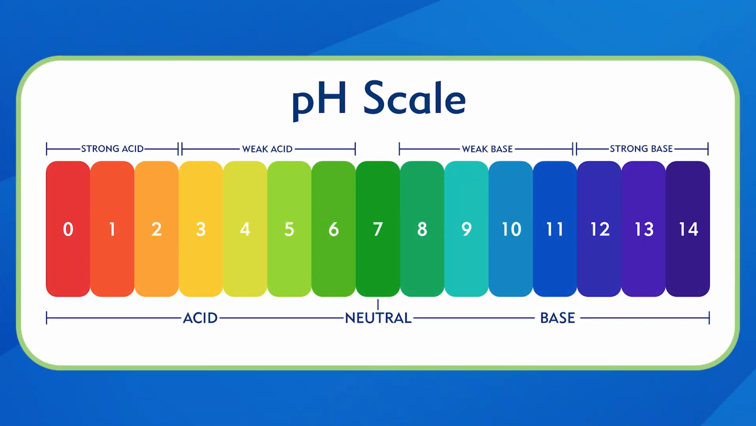A pH of 7 is considered neutral because that's the pH of pure water. Anything above 7 is considered basic, and anything below 7 is considered acidic.